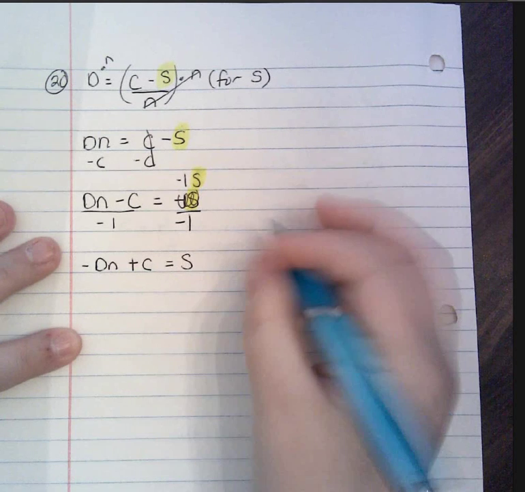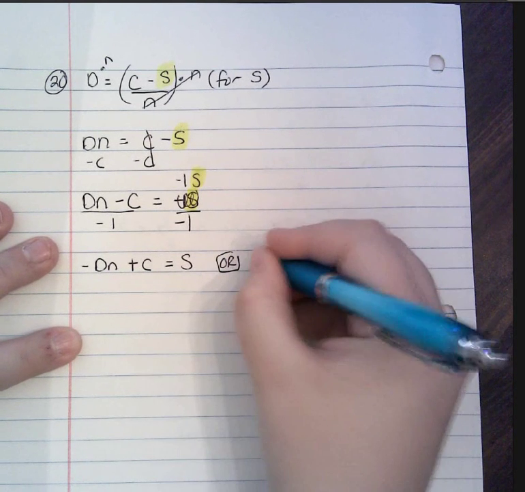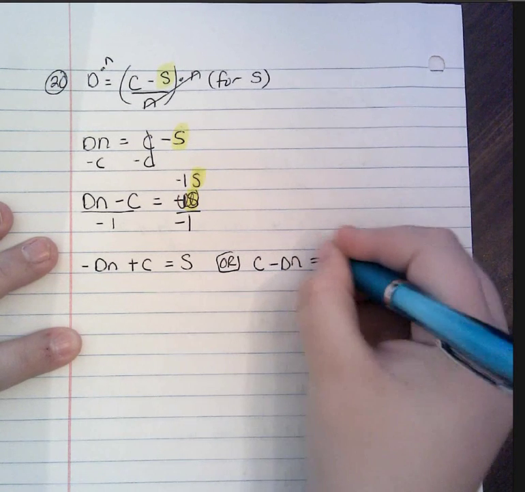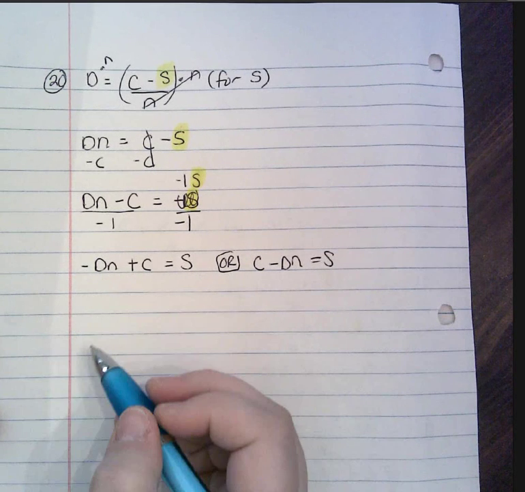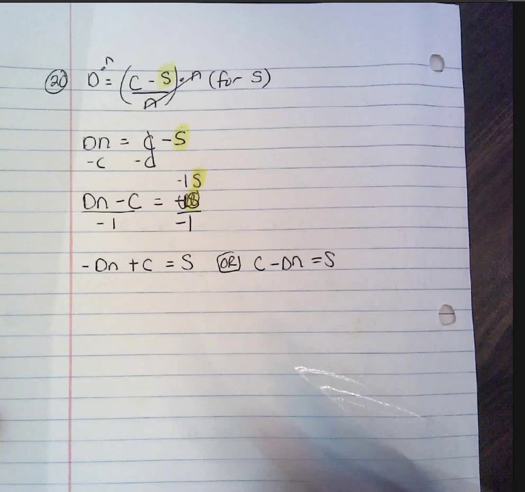And if you had put c minus dn equals s, this is the same thing. You're just switching these two terms around, so I would have accepted that one as well, as long as the dn was the negative and the c was the positive.